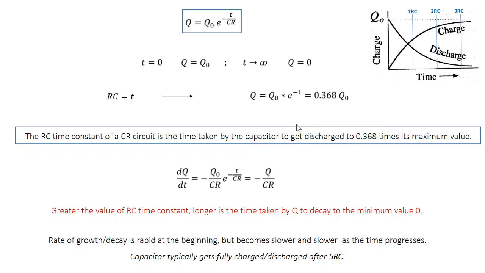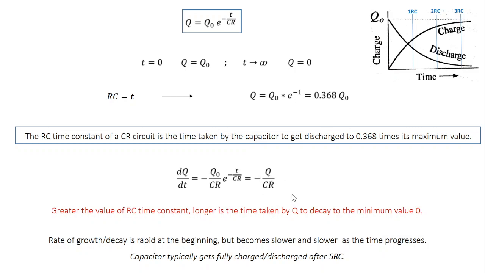Now, how does the RC time constant affect the decay? Take the rate of decay. So this is the momentary current during decay, dq by dt. Take the differential of this equation. This is minus Q0 by CR e to the power minus T by CR. But Q0 into e to the power minus T by CR equal to Q. So this is minus Q by CR.